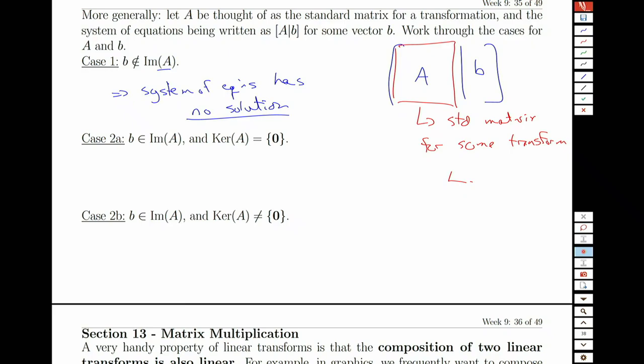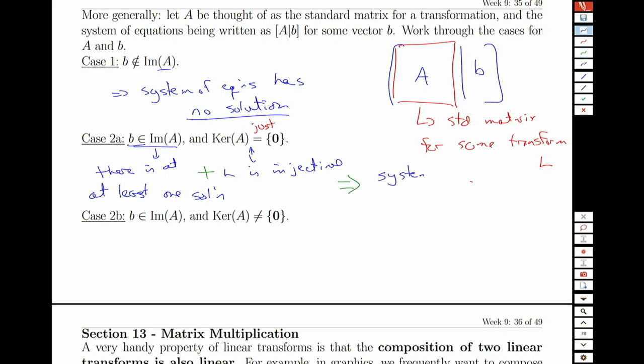This part here, the kernel of A equaling just the 0 vector, and I'm going to emphasize here, just the 0 vector, as we said, means that L is injective. B being in the image of A means there is a solution. And let's be clear here, there's at least one solution. And if we add those 2 together, we get that the solutions are unique. Those together mean the system of equations has exactly one solution.